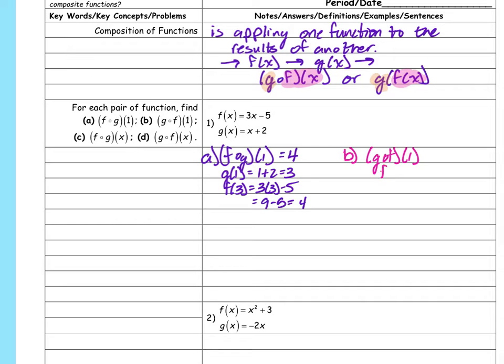So I want to find F of 1. In case no one knows where F of X is, it's right here. I'm going to plug it in there and say 3 times 1 minus 5 is 3 minus 5, or negative 2. Okay? Then I'm going to take that answer and plug it into G. So G of negative 2 is going to be negative 2 plus 2, or 0. So this equals 0.